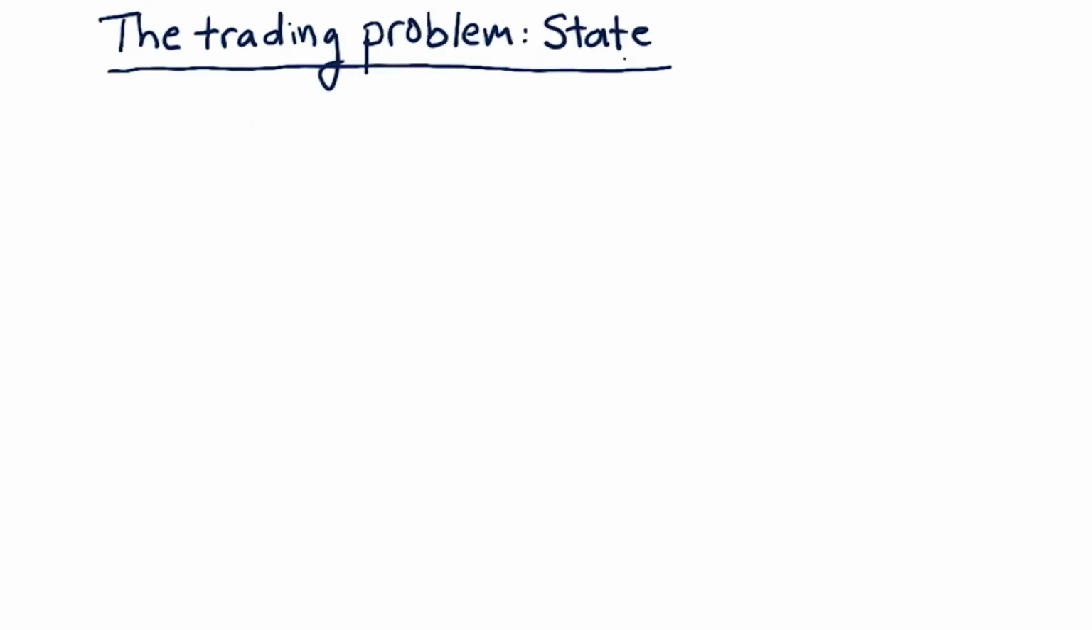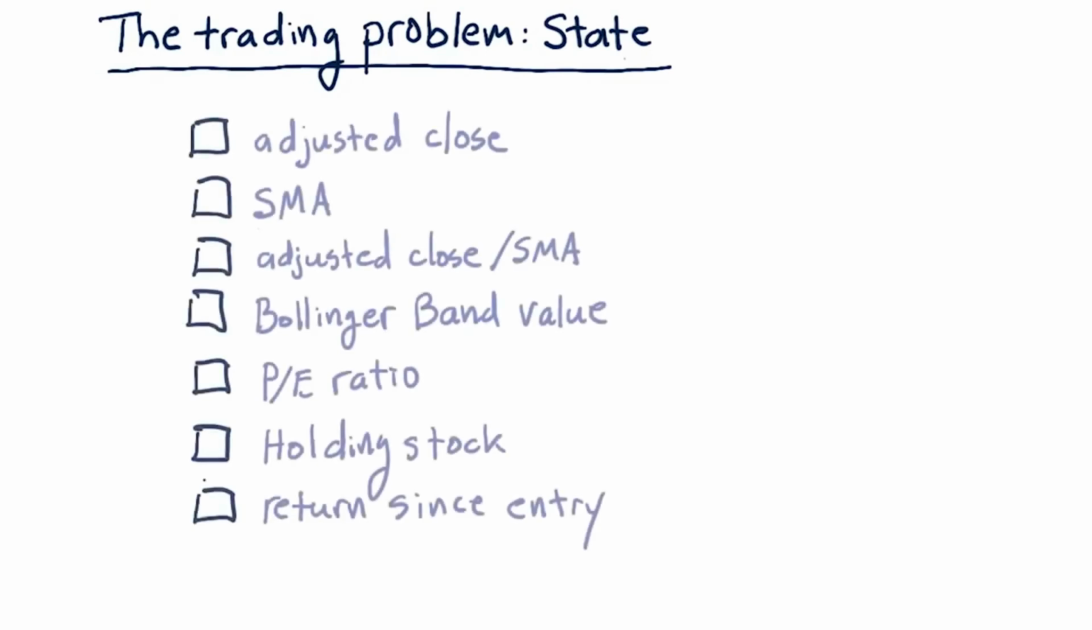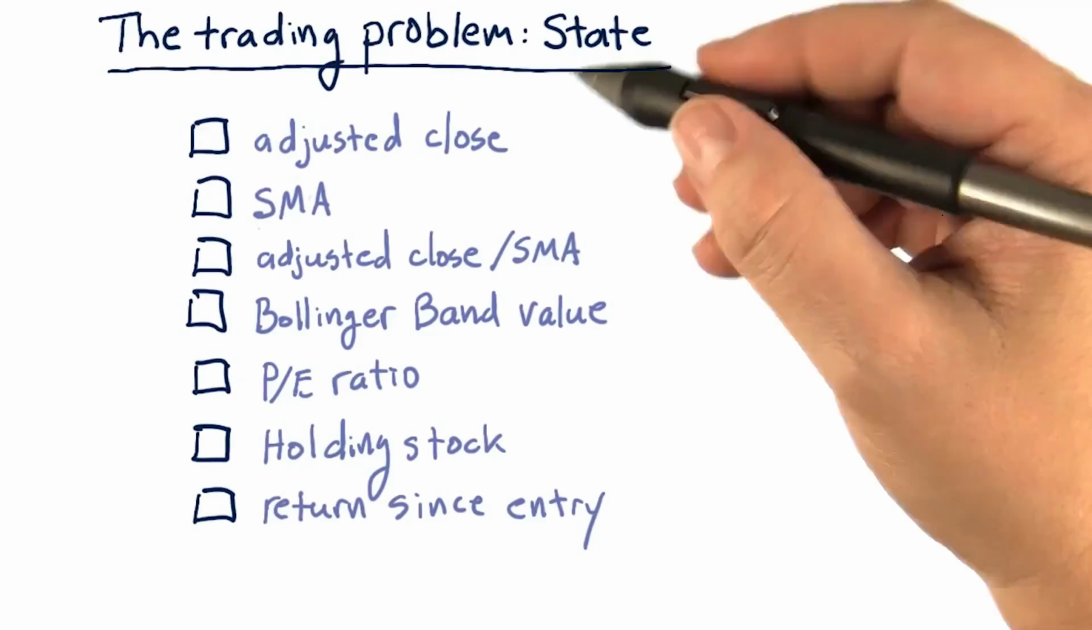Now we come to the last thing we need to solve in order to convert our trading problem into a Q-learning problem, and that is to define our state. I want you to consider these factors and let me know which ones you think make sense to be in this state. Okay, so here are a few factors. Look at each one and consider whether you think they make sense to be in state, and check the ones that you think do make sense.